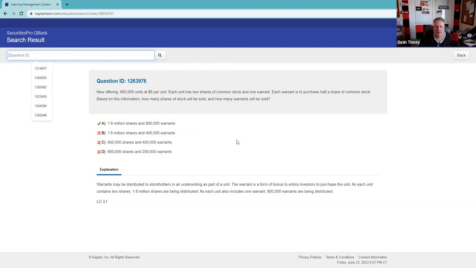So I know how you got to 1.6. What I said is that if you missed this, maybe you thought you were asking how many shares you could get with the warrants, which is 400,000 shares, even though that answer is not available to you. I could see B as a miss, but it's still a miss. Each unit consists of 2 shares of common, that's 1,600,000. And it says a warrant, full stop, 800,000 warrants. Then each warrant purchases a half a share. That has nothing to do with answering the question. The question has been asked and answered in that first sentence.